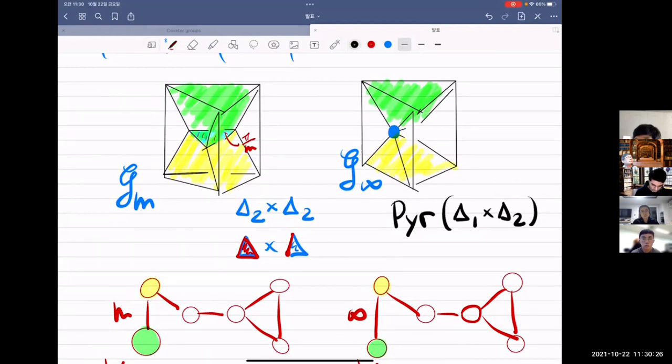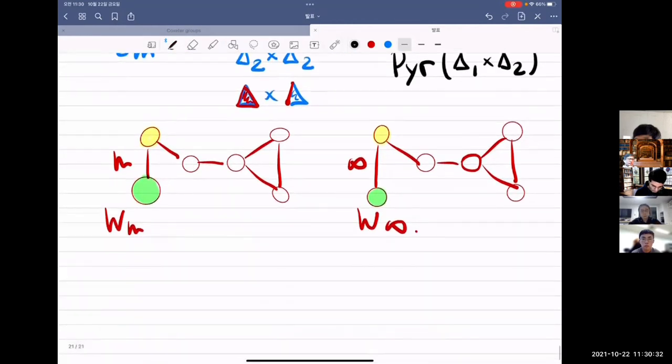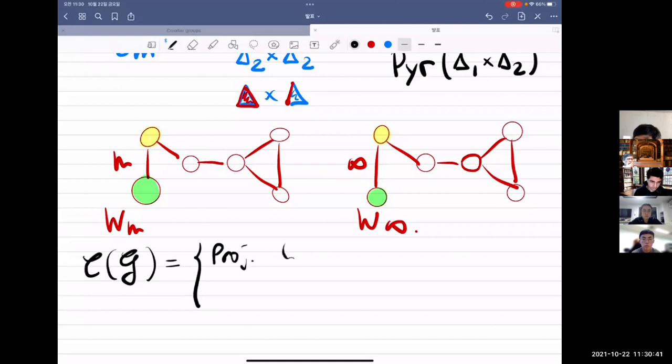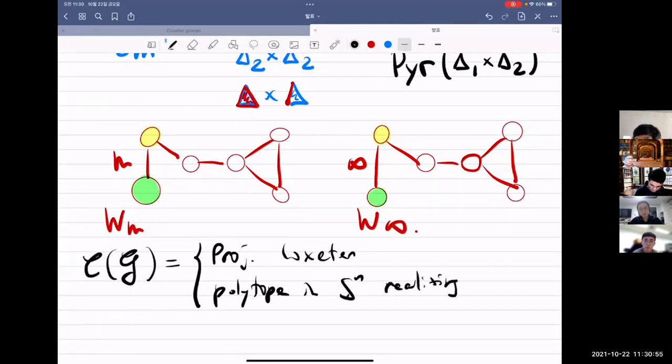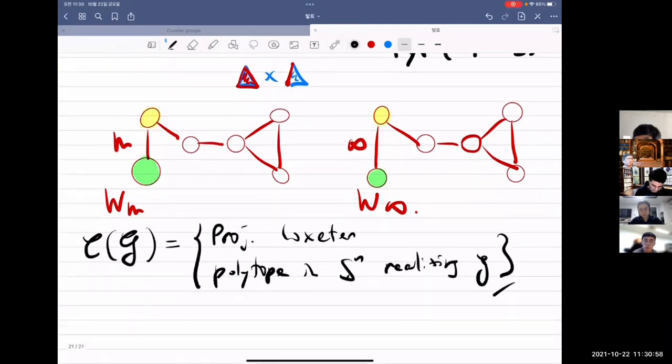And then, as we described the H_G, we can similarly define C_G, which is the projective Coxeter polytope in S^n realizing G up to SL^±(n+1, R). And then the theorem.